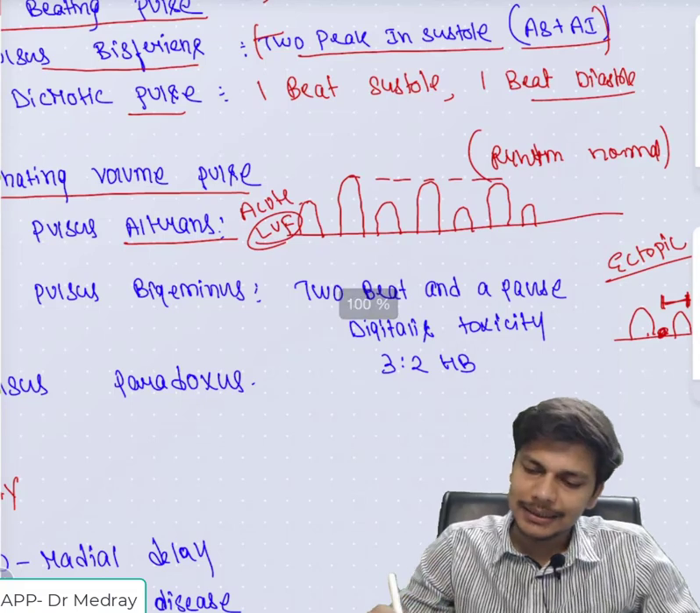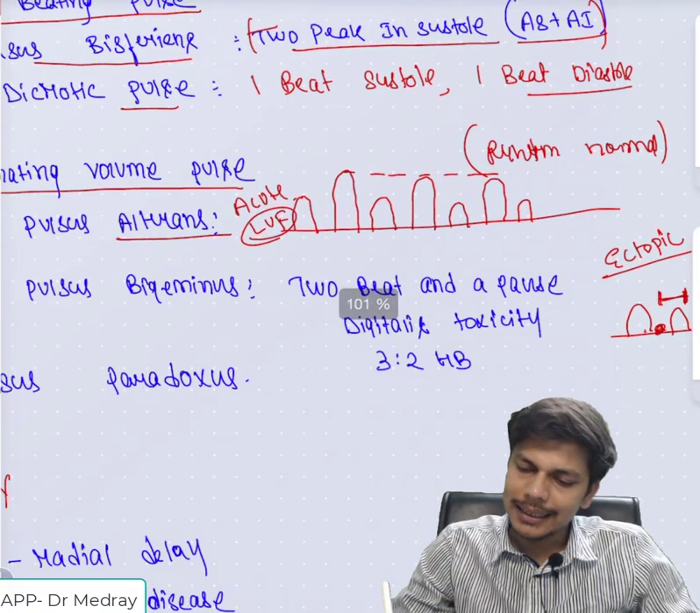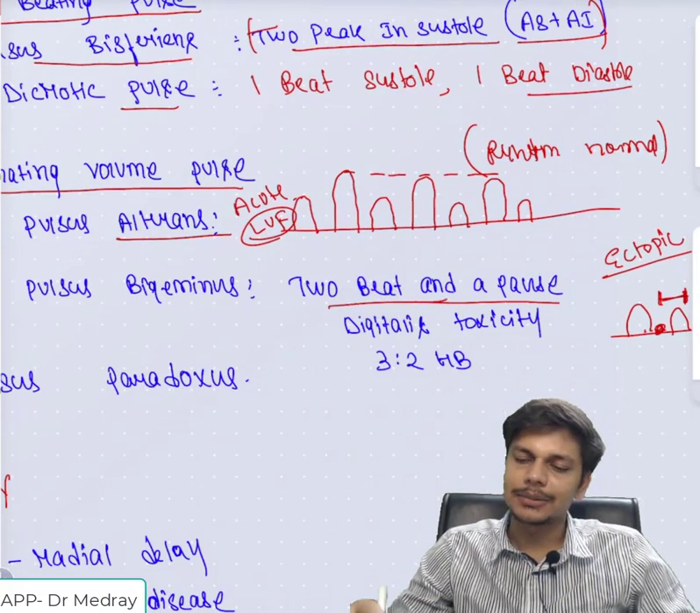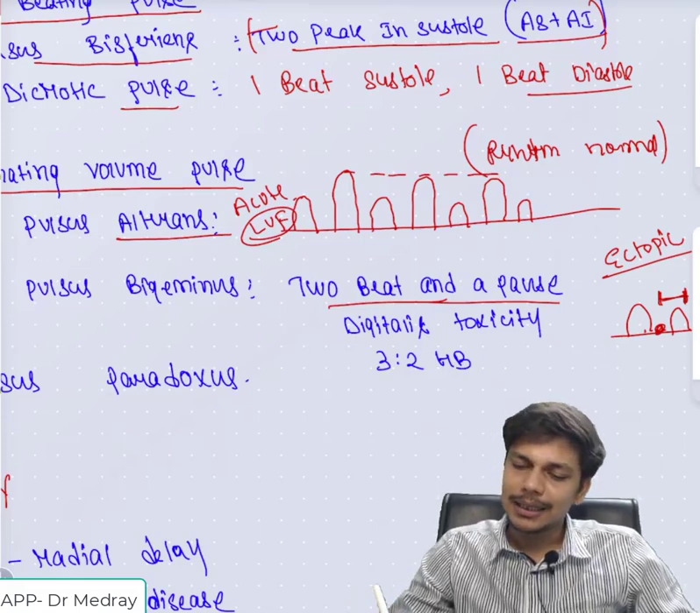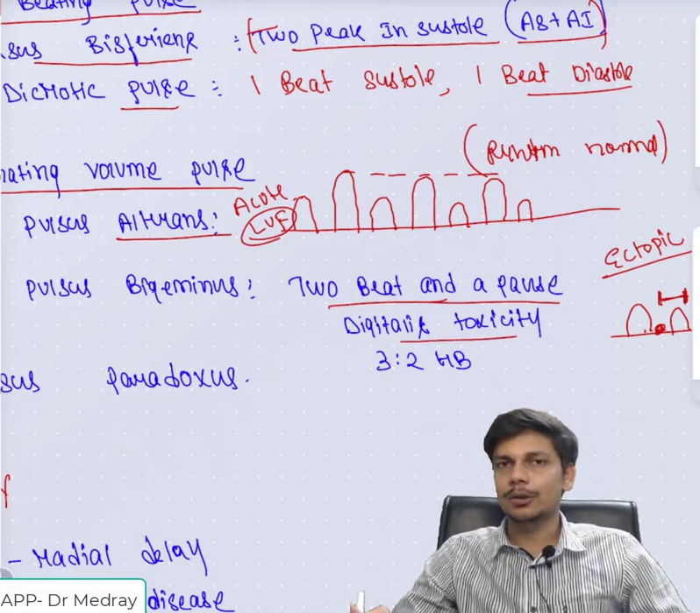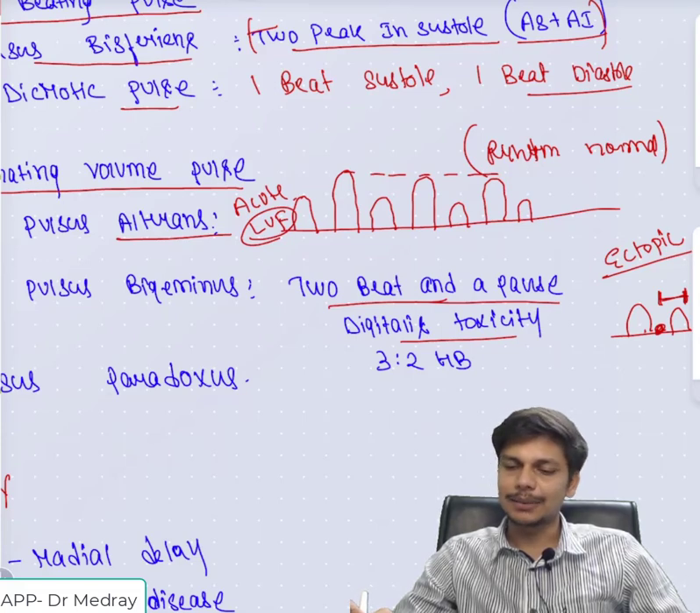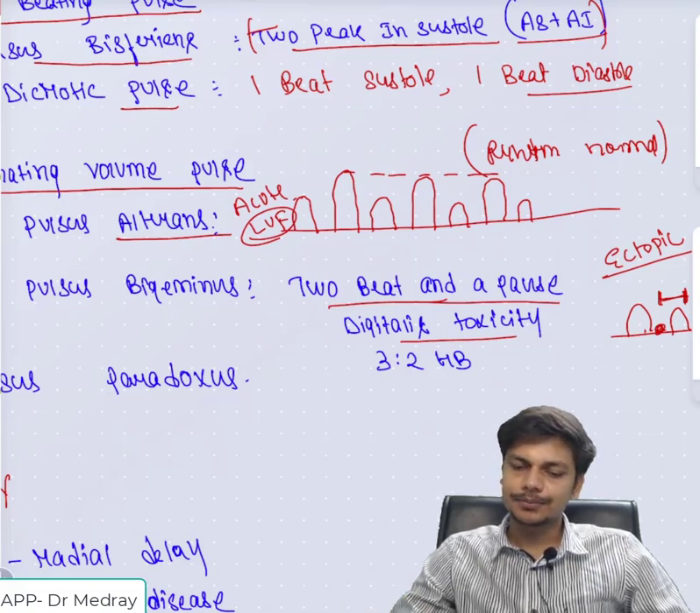What is pulsus bigeminus? There are two beats and a pause. We have discussed it can occur with ectopic beats as well as in digitalis toxicity. If the patient is having digitalis toxicity from using digoxin, the patient may have two beats and a pause, two beats and a pause. That is known as pulsus bigeminus.